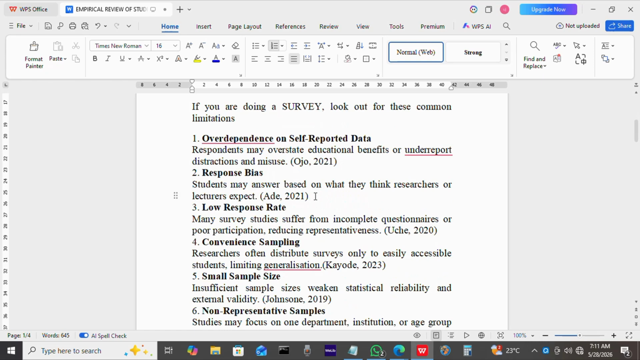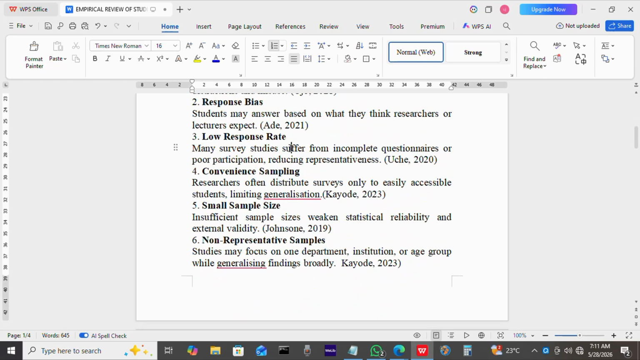Then response bias, maybe the second study by Ade showed that there's a response bias. Maybe Uche's study, after doing a survey of Facebook and academic development or performance, there was a low response rate. So how can your own study avoid low response rate?